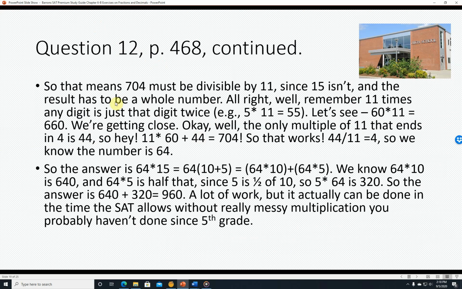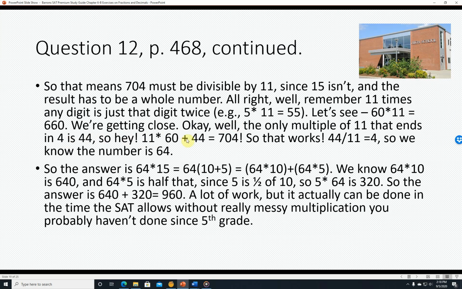Anyway, question 12, page 468 continued. That means 704 must be divisible by 11 since 15 isn't, and the result has to be a whole number. Remember, 11 times any digit is just that digit twice, so 5 times 11 equals 55. Let's see, 60 times 11 is 660, because 60 times 10 is 600 and 60 times 1 is 60. So we're getting close. The only multiple of 11 that ends in 4 is 44, so why don't we try that?